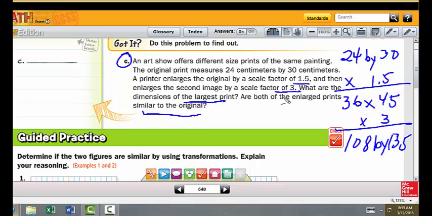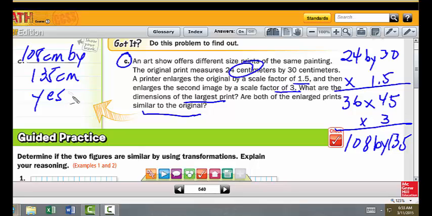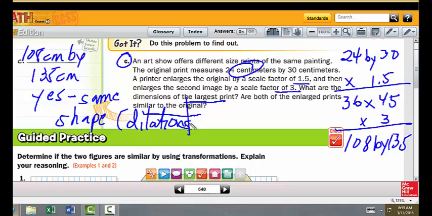First of all, we could say that we have centimeters here, so we have 108 centimeters by 135 centimeters. And if you want to use the multiplication symbol here instead of by, it's perfectly okay, as long as you don't confuse your math over here. And then you would answer yes, because are both enlarged prints similar? Yes, same shape, because of a dilation. You put that in parentheses. That's what dilations do. If it can be shown to be a dilation, it is similar.